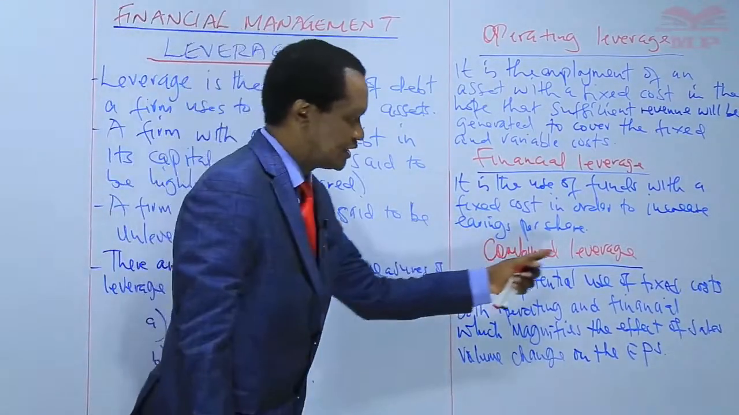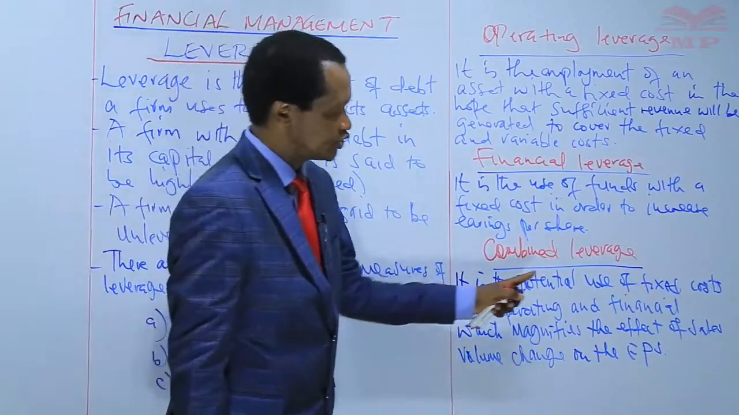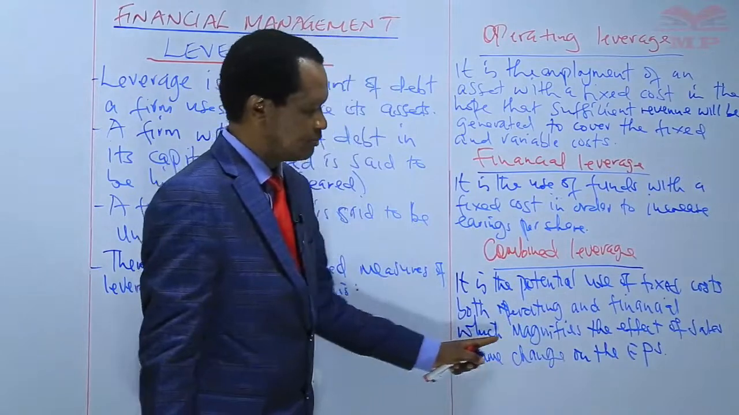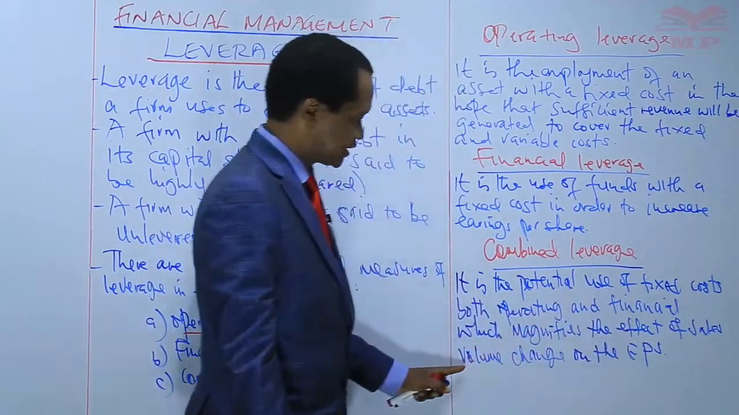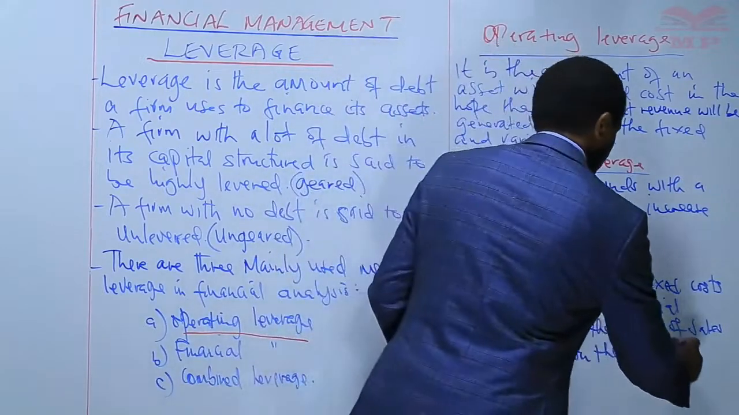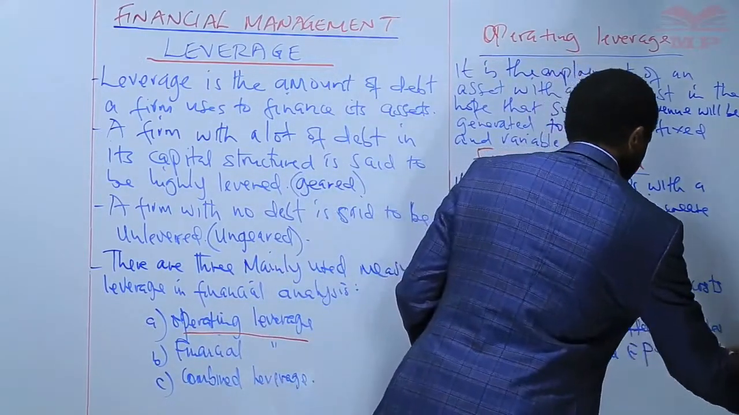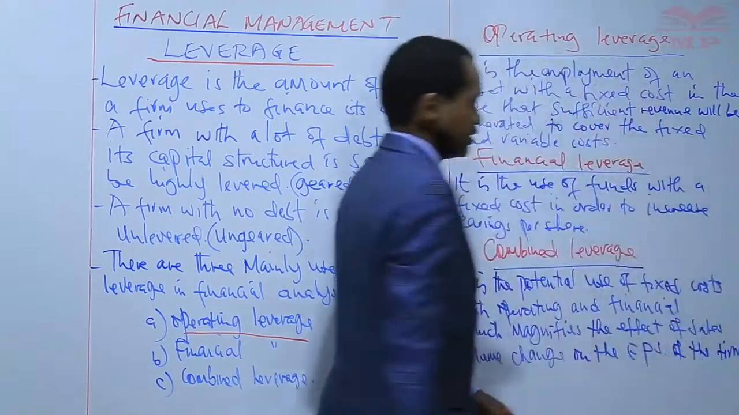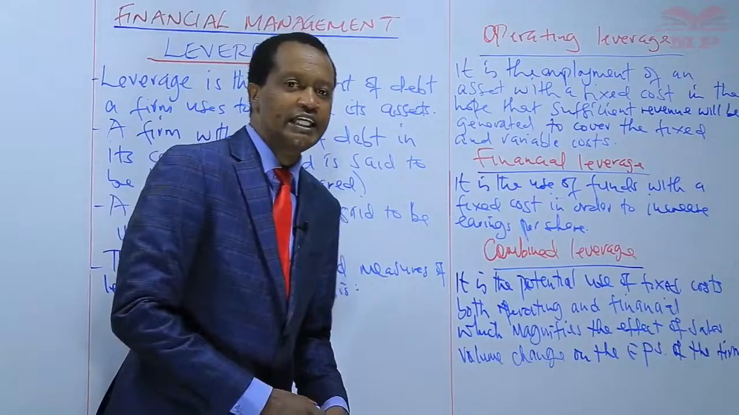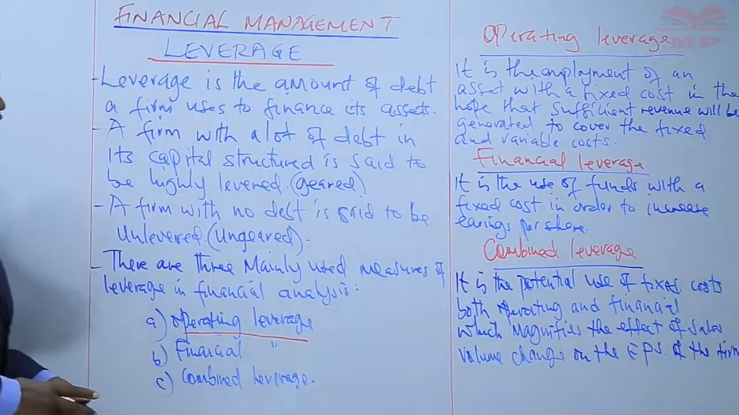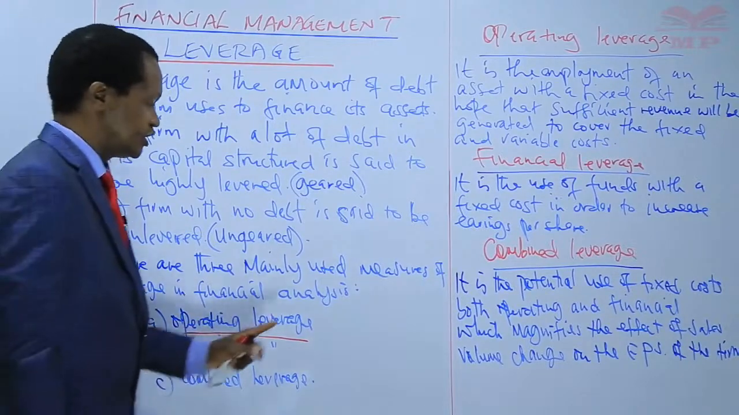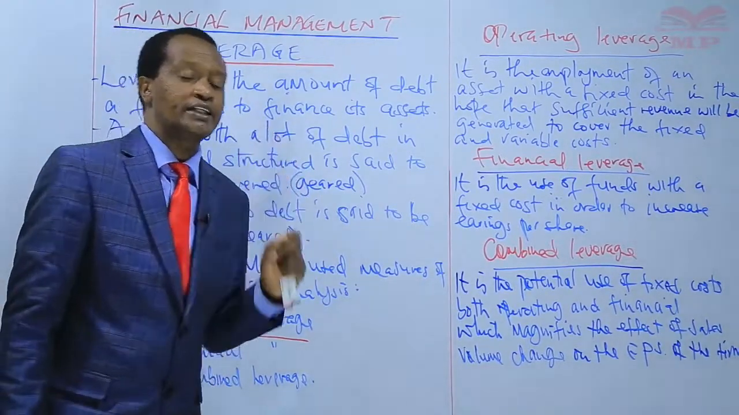So combined leverage is a potential use of fixed costs, both operating and financial, which magnifies the effect of sales volume change on the EPS of the firm. So these are three main measures of leverage in financial analysis.